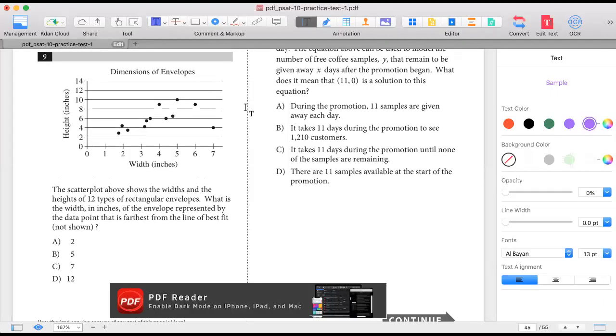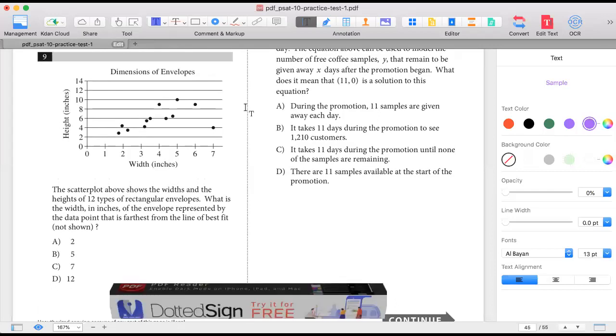Question number 9. I have here dimensions of envelopes, height in inches and width in inches. The scatter plot above shows the width and heights of 12 types of rectangular envelopes. What is the width in inches of the envelope represented by the data point that is the farthest from the line of best fit?